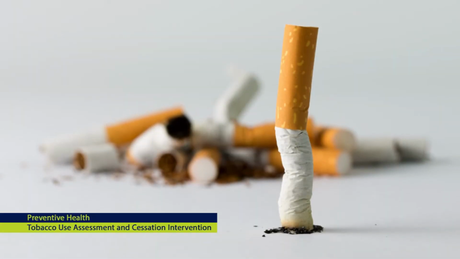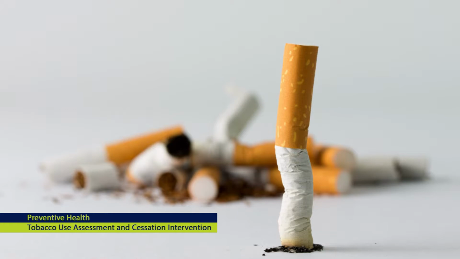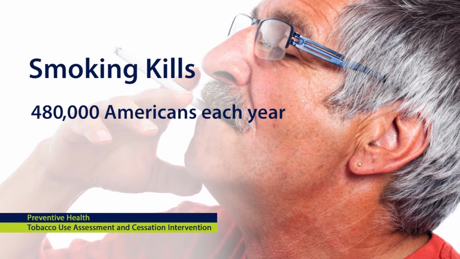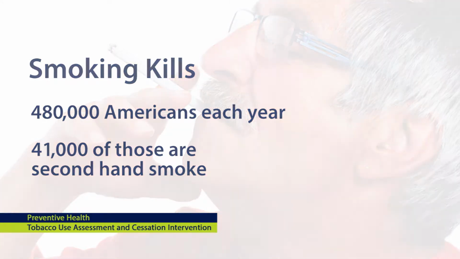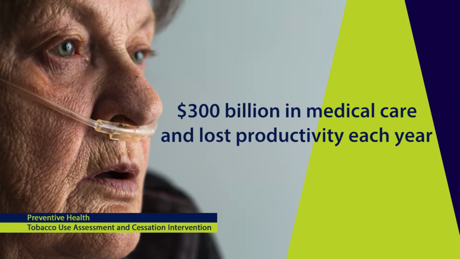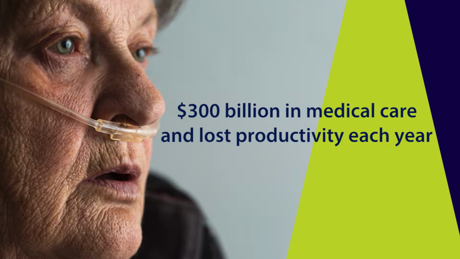The next preventive health measure is tobacco use screening and cessation intervention. Smoking kills more than 480,000 Americans each year. 41,000 of those deaths are from secondhand smoke. And it costs the U.S. more than $300 billion a year in medical care and lost productivity.